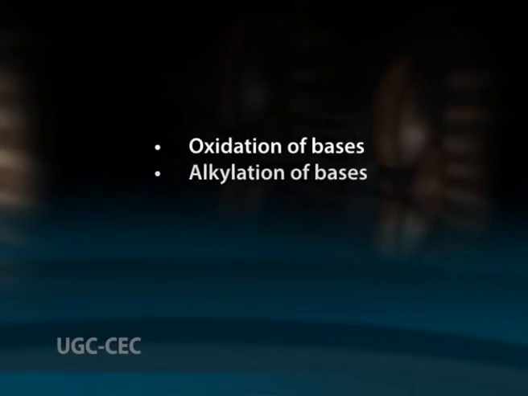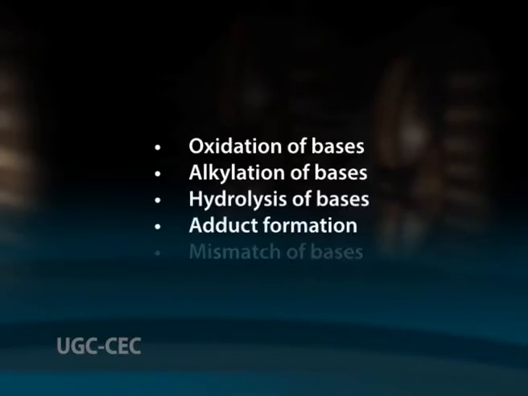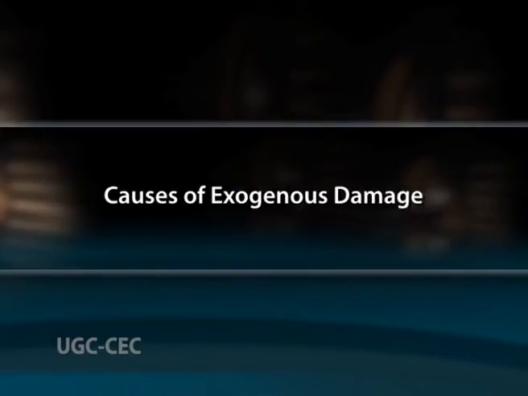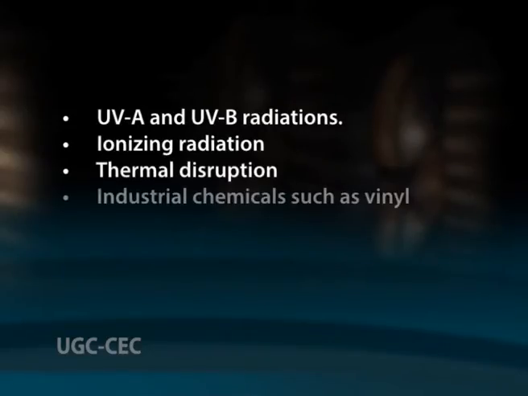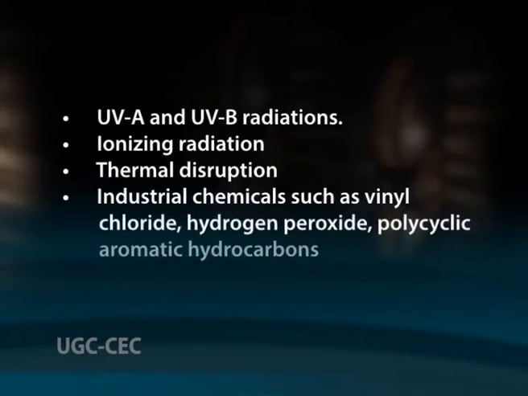Endogenous and exogenous damage. Types of endogenous damage. The various damages caused to DNA due to endogenous cellular processes are: A. Oxidation of bases, B. Alkylation of bases, C. Hydrolysis of bases, D. Adduct formation, E. Mismatch of bases. Causes of exogenous damage: UVA and UVB radiations, ionizing radiations, thermal disruption, industrial chemicals such as vinyl chloride, hydrogen peroxide, polycyclic aromatic hydrocarbons, alkylating agents.